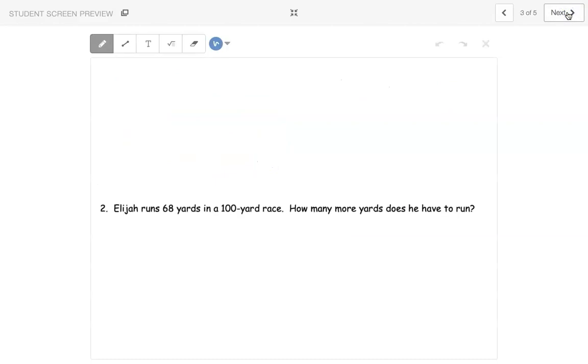So let's go on to our next problem. Elijah runs 68 yards in a 100-yard race. How many more yards does he have to run? Let's make sure we have the same units throughout the whole problem. I see yards, yards, and yards, so we don't have to convert anything this time. Let's show what he has run. Elijah runs 68 yards. Let's draw that, the top part of my tape diagram.